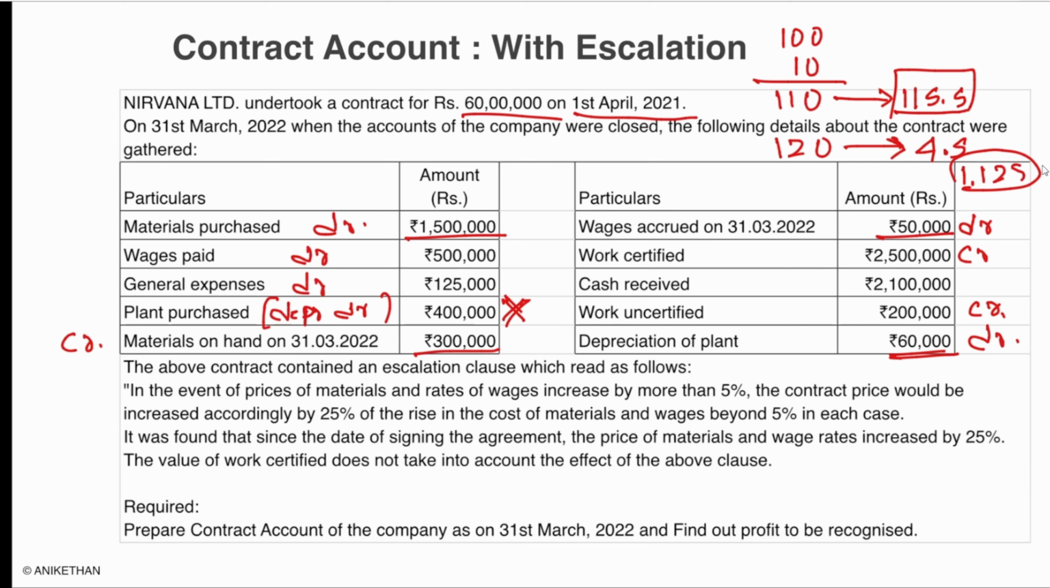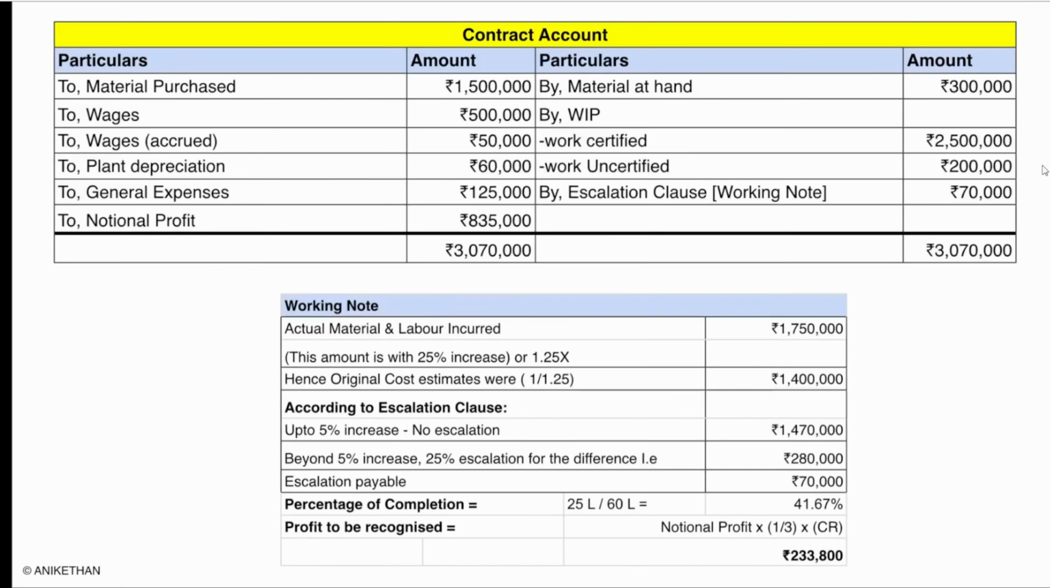In this case, since the date of signing the contract, the price of material and wage rate increased by 25%. That means in this account, the material and wages are already with an escalation of 25%. So I have to find out what the price was during the contract. When I solve for that, this problem is solved. So I have taken everything on the debit and credit side. Here, escalation I have to calculate using the working note.